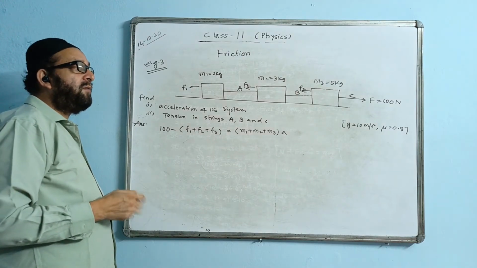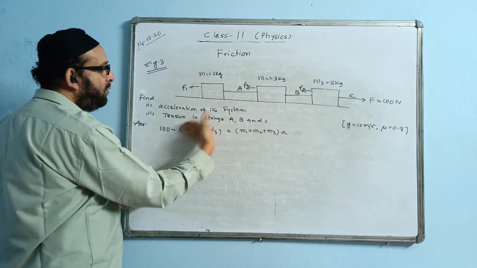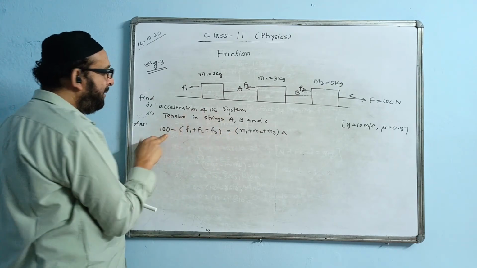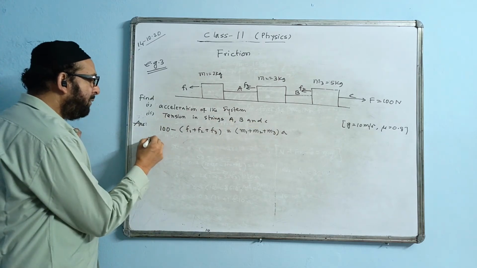In the previous chapter, we didn't consider friction. This part we used to take, but we didn't take this value; it was 0. So 100 minus 0 is equal to this. We used to write that, but just now we cannot write it because there is friction.